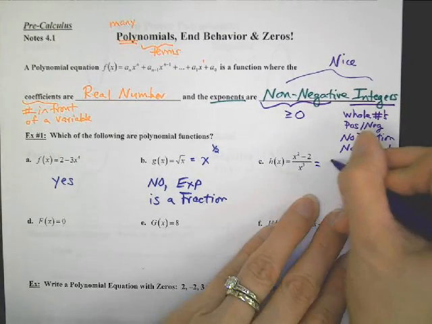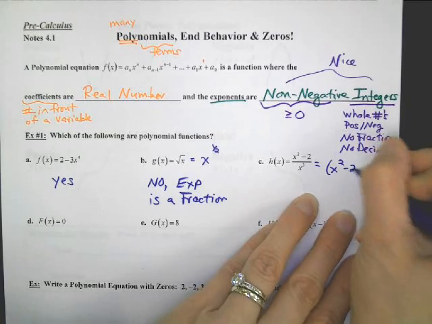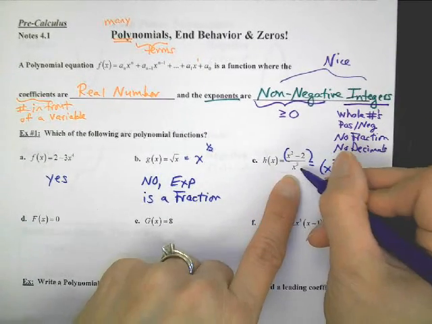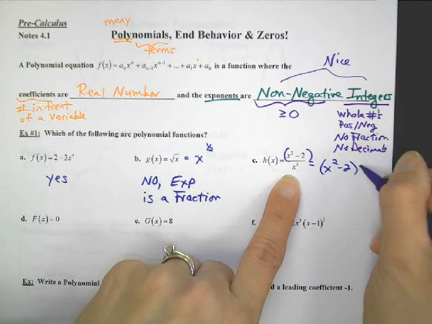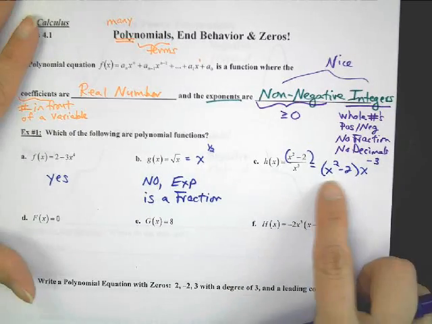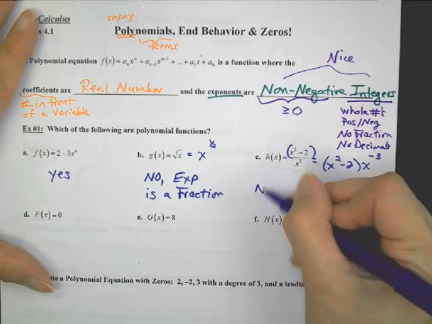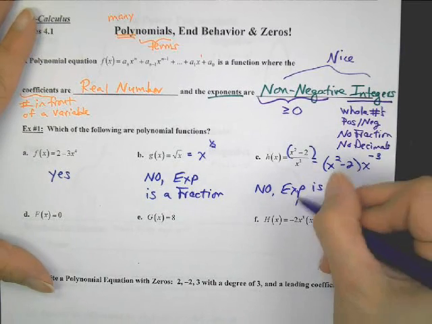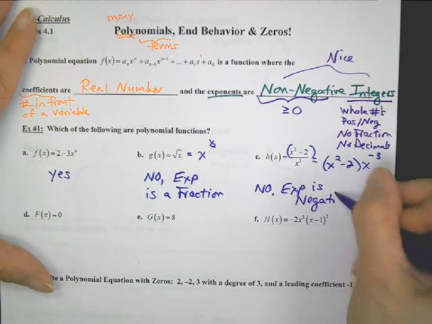Let's take a look at this one. I'm going to do a little bit of algebra work here. I'm going to take the quantity x squared minus 2, put that numerator in parentheses. And if you bring a denominator upstairs, it's going to have the opposite power, -3. So is this a polynomial function? No. And let's say why. Because the exponent is negative.